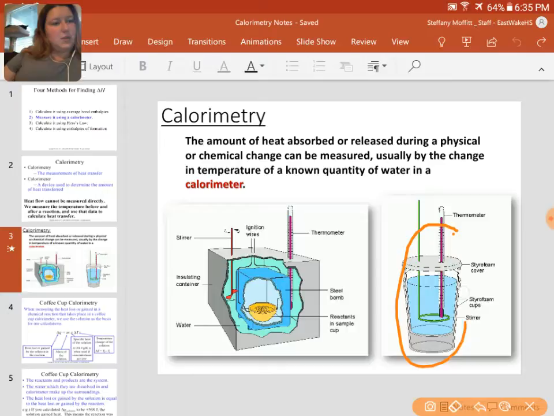This is the kind that we use. We put a thermometer in. We've got water in there. We've got a lid, and we make our reaction. Apparently they have a stirrer right here to figure out the heat transfer.